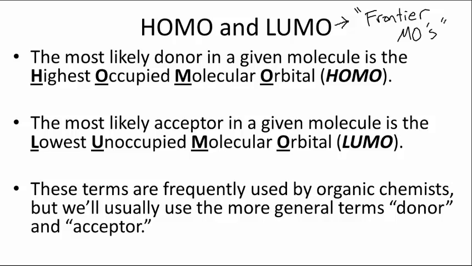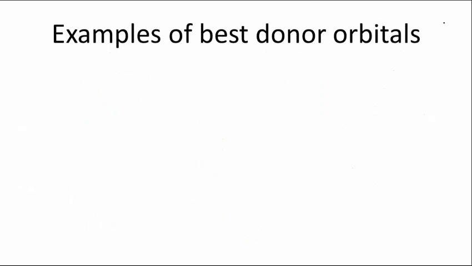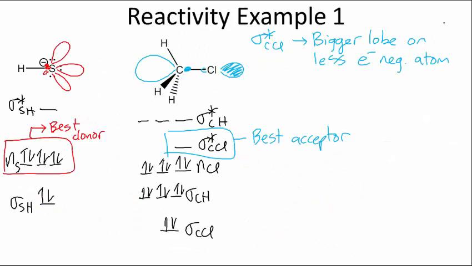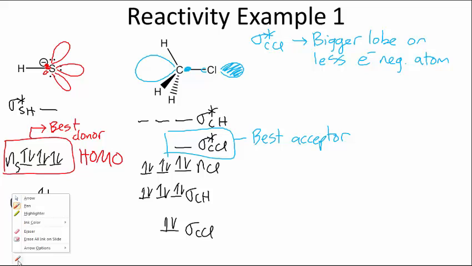So going back to some of the MO diagrams we've drawn, going back here, where in this case the sulfur lone pairs were the best donor, we would say that's the HOMO. And sigma star CCl, that best acceptor, that was the LUMO in that molecule.